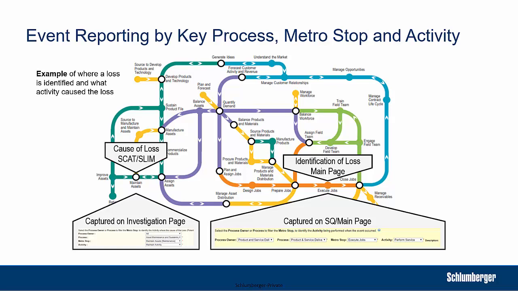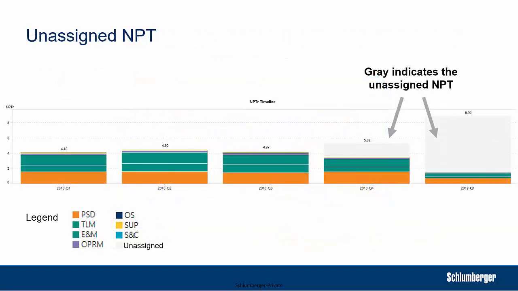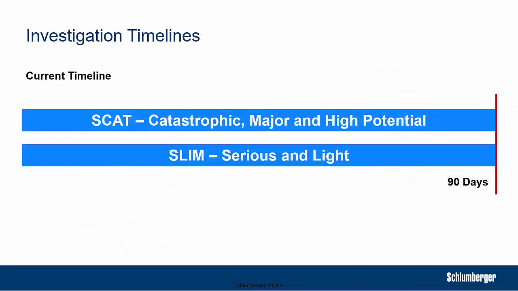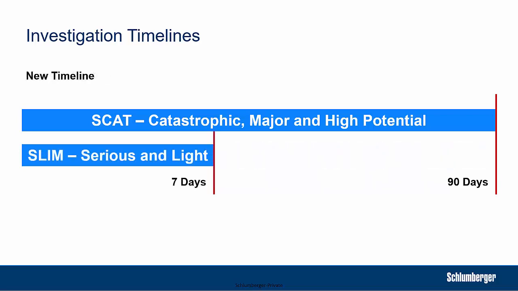However, investigations can take 3 months or more, during which time we have a large portion of NPT not assigned to any responsible function. This time lag can cause a lack of visibility to the responsible function and can delay corrective actions to prevent reoccurrence. To increase visibility, we are therefore reducing the time to perform a SLIM for light and serious events from currently 90 days to 7 days.